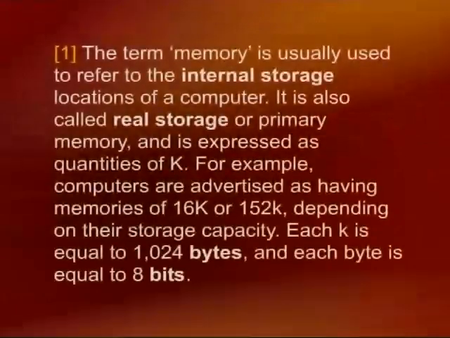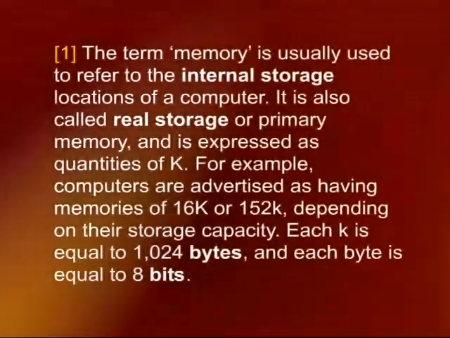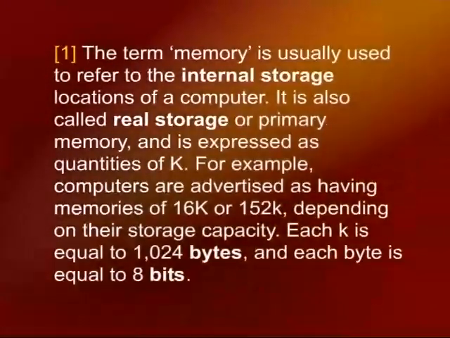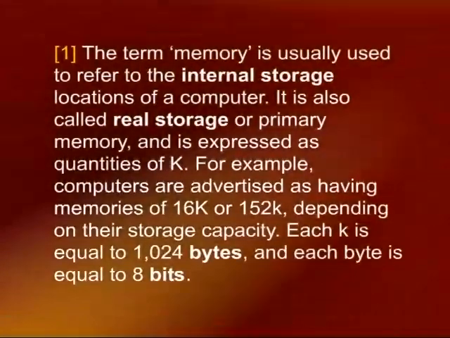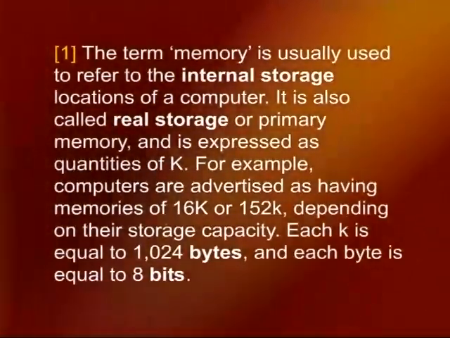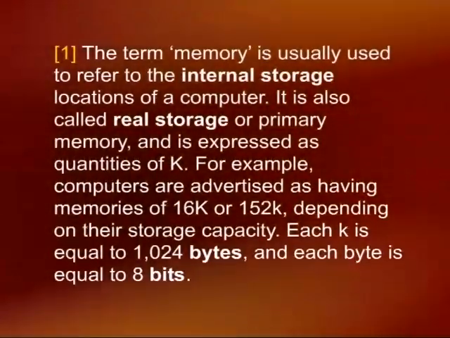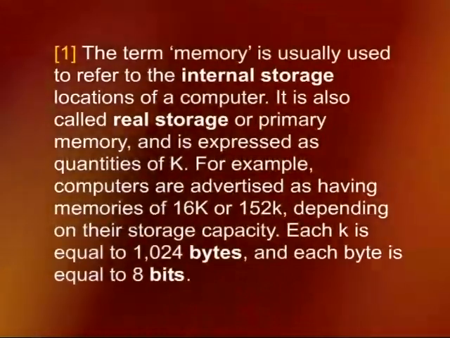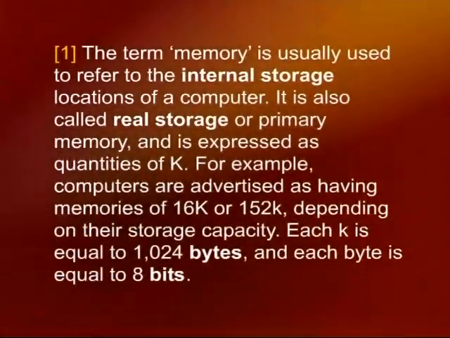The term memory is usually used to refer to the internal storage locations of a computer. It is also called real storage or primary memory and is expressed as quantities of K. For example, computers are advertised as having memories of 16K or 152K, depending on their storage capacity. Each K is equal to 1024 bytes, and each byte is equal to 8 bits.